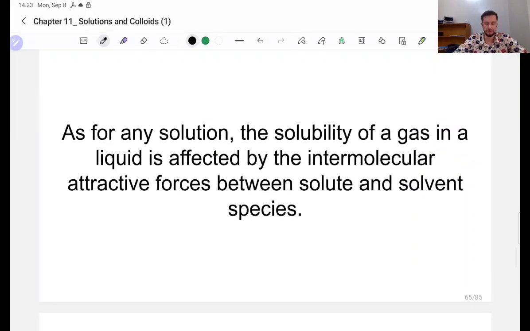As for any solution, the solubility of a gas in a liquid is affected by the intermolecular attractive forces between solute and solvent species. So some gases, even if they're a gas, if they interact better with water, it can increase their solubility.